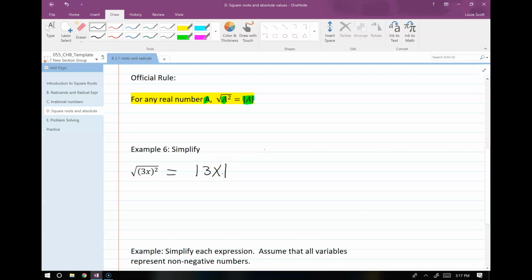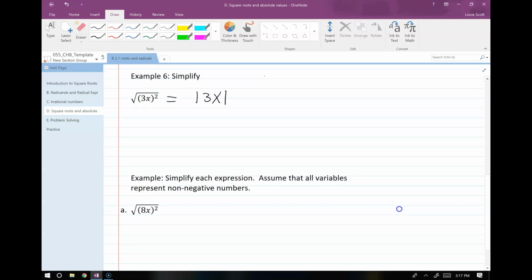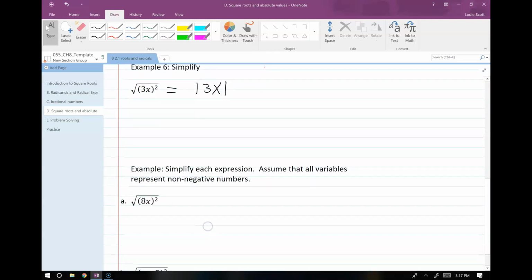But what I'll say is that there might be a few in your homework that ask you to do this, but on most problems from here on out, we're assuming that our variables are positive, which means we don't need to do this. So like on this following problem, I've said we are assuming that our variables represent non-negative numbers. So now that we've made that assumption, we don't need to put absolute values in anymore because there's no chance that this was negative to begin with. So I can just say this is equal to 8x.